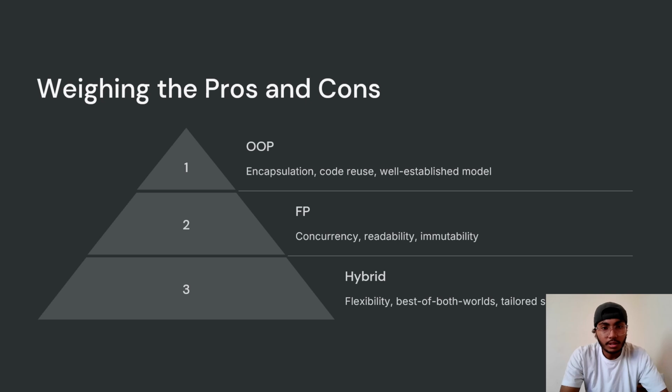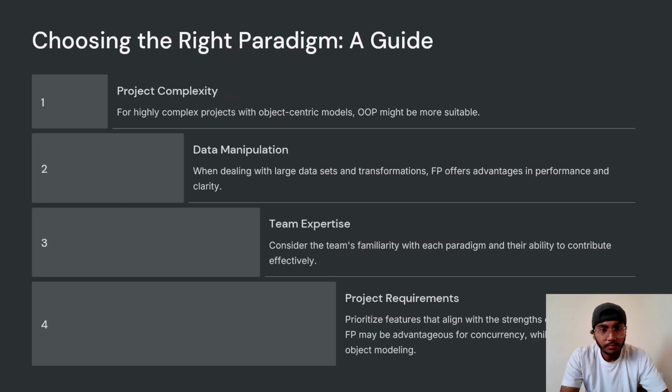Weighing the pros and cons. OOP: encapsulation, code reuse, well-established model. FP: concurrency, readability, immutability. Hybrid: flexibility, a best-of-both, tailored solution.